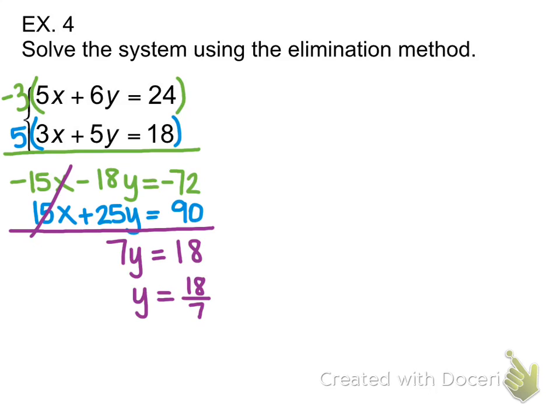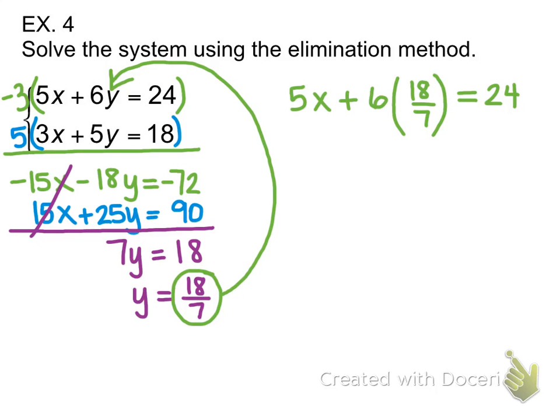Now I need to take what y equals and substitute it back into either one of the top equations. It doesn't matter which one. So I'm going to plug 18 over 7 into the top equation, which is going to give me 5x plus 6 times 18 over 7 equals 24. I need to get x by itself. So this is going to be 5x plus 108 over 7 equals 24.